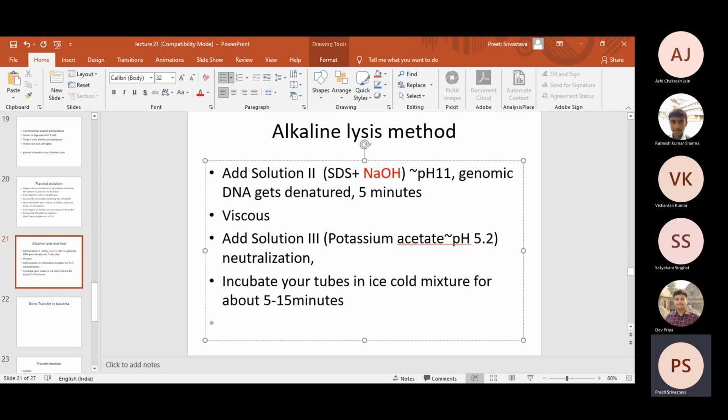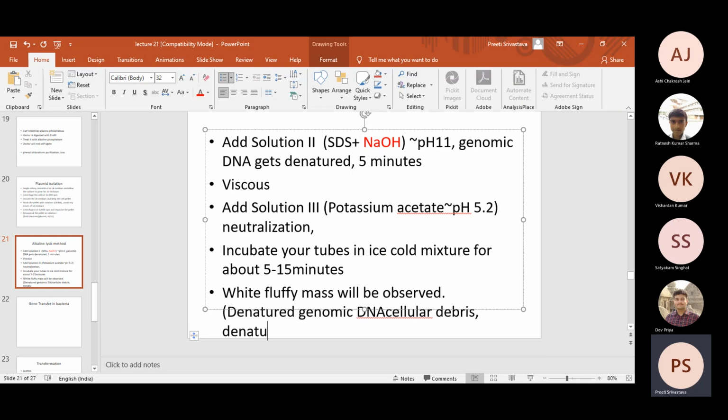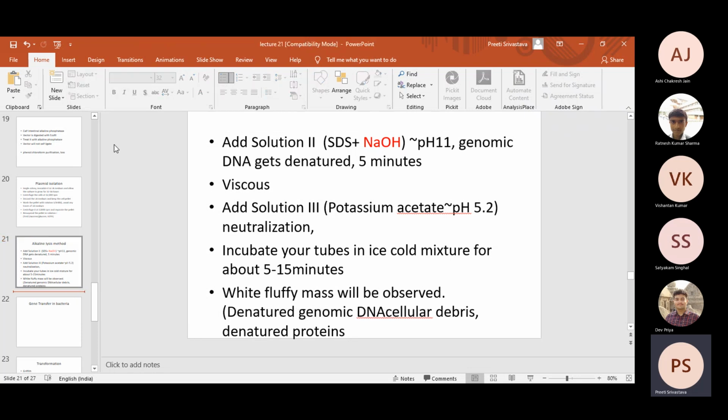After this step you will find that a white fluffy mass will be observed. This white fluffy mass will contain denatured genomic DNA, cellular debris, and denatured proteins, all clumped up or precipitated.